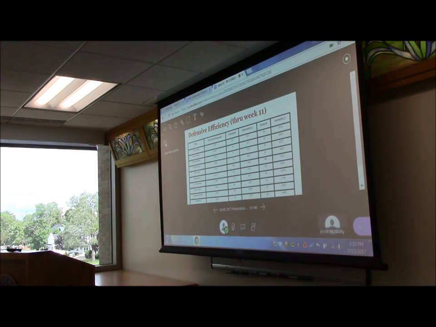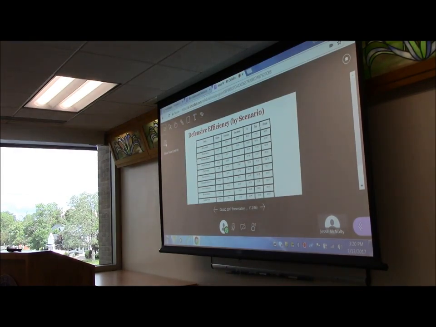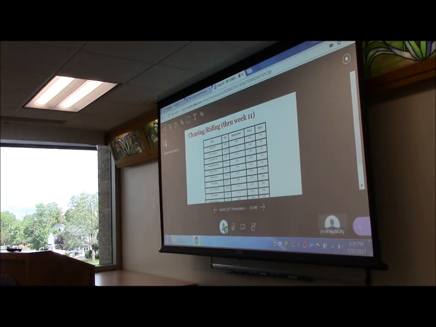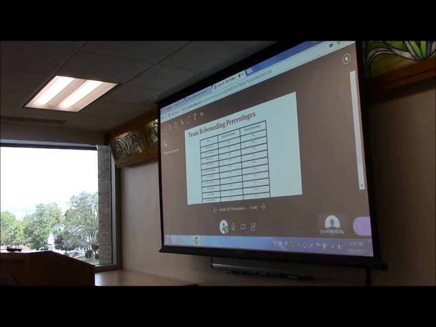We'll do the same thing on the defensive side of the ball as well. And again, by the same scenarios. We'll also look at clear and ride. How many opportunities do we have the ability to entry and exit just from the offensive and defensive side of the ball? Along with team rebounding percentages.